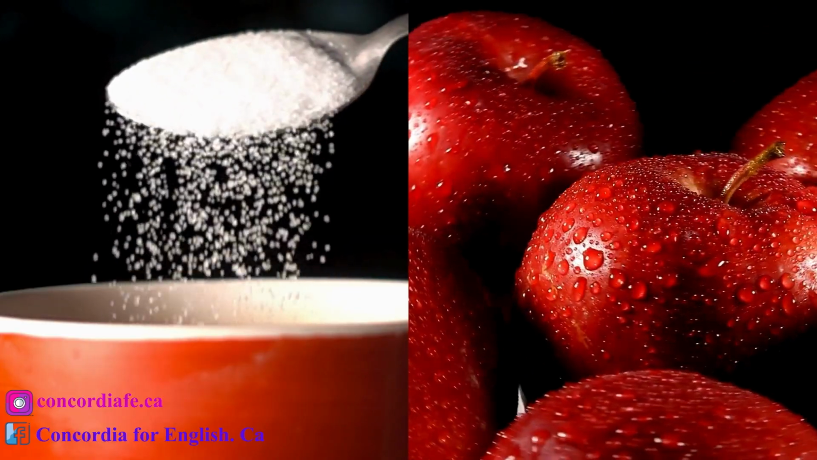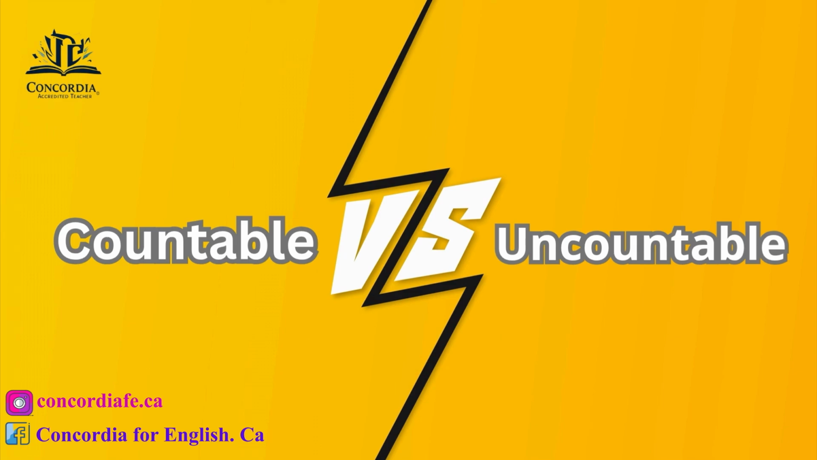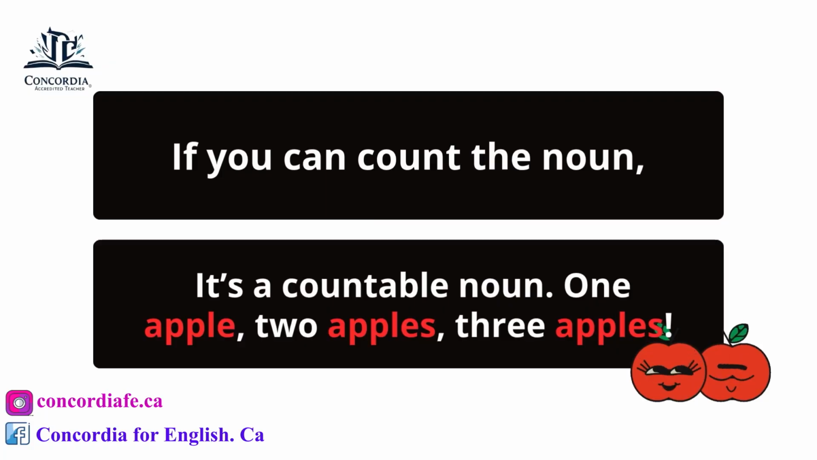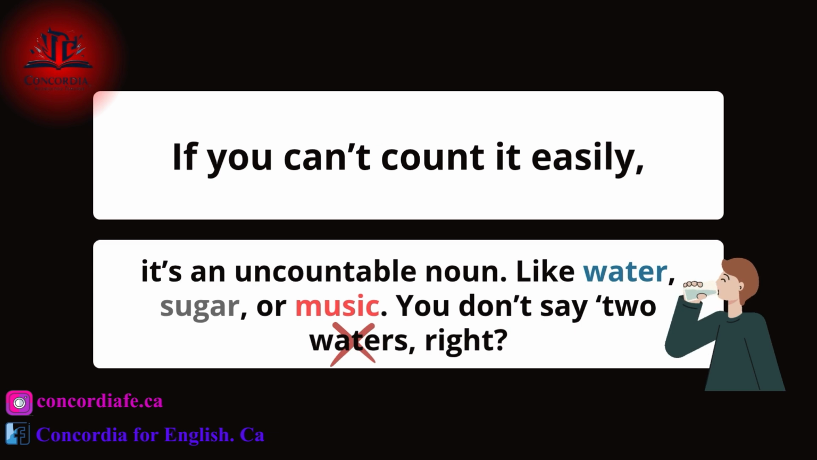Let's talk about nouns you can count and nouns you cannot count. If you can count it, it is a countable noun, like 1 apple, 2 apples, and 3 apples. If you cannot count it easily, it's an uncountable noun, like water, sugar, music. You don't say 2 waters, right?